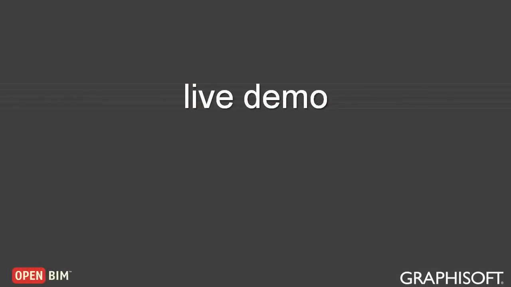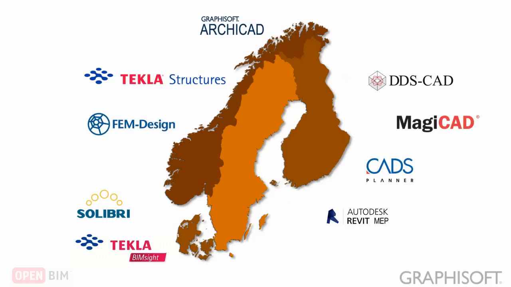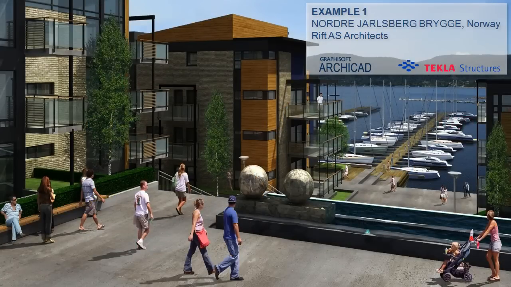Let's look at an example of the architectural structural exchange and another example of the architectural MEP exchange in two real open BIM projects. We'll consider a specific geographical region and the local programs that are commonly used there for building design. In Scandinavia, a leader in the IFC world, 3D-based model exchange is commonplace, using the popular applications listed here. The first example is from Norway.